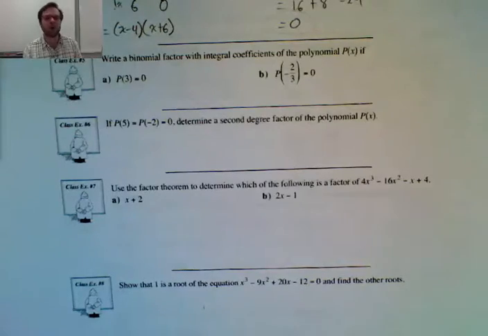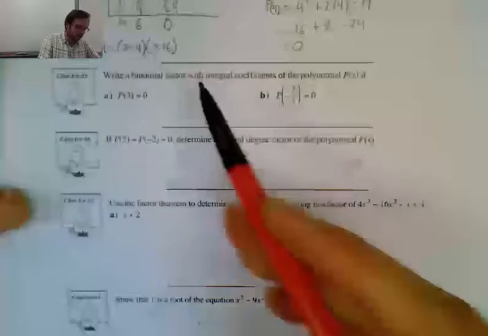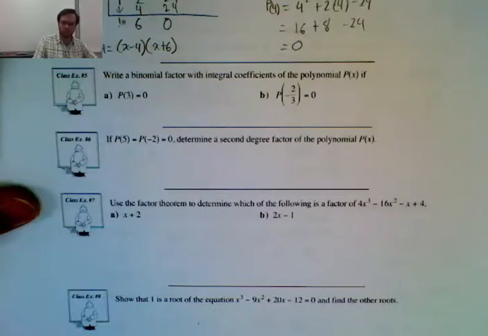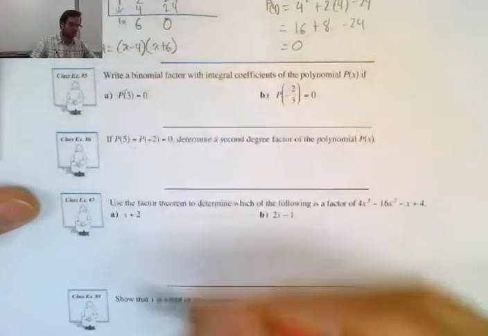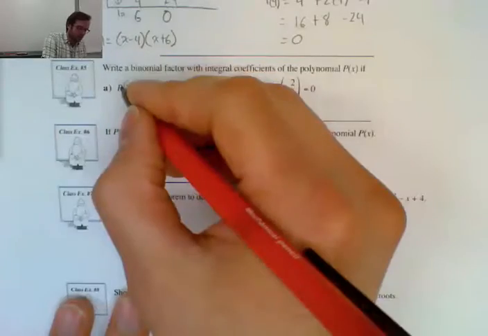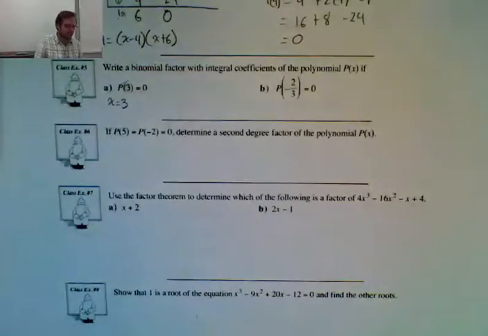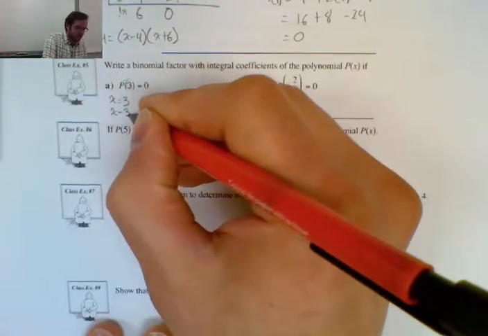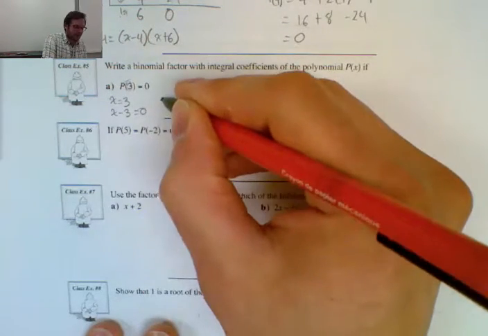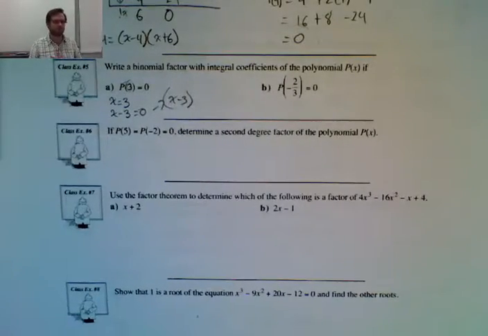So write a binomial factor with integral coefficients of the polynomial P(x). So here we want where it's 3. So in that case, that means we know here when x is equal to 3, we have a factor. So then x minus 3 is equal to 0. So my one factor is x subtract 3 is a factor, okay? Or another case, if it's a factor, it is a root or an x-intercept.